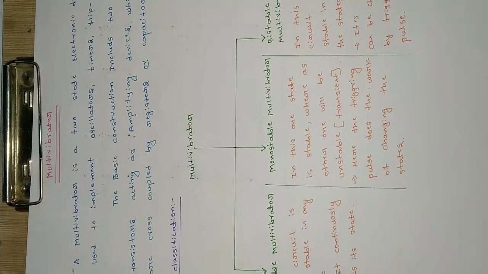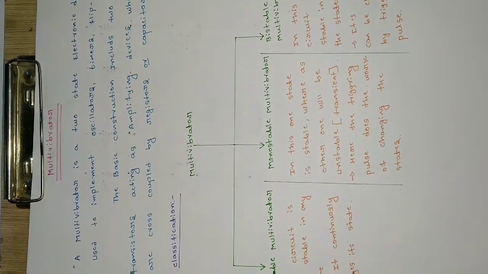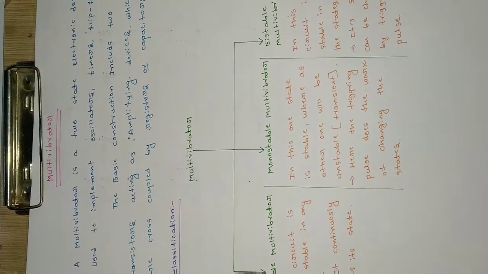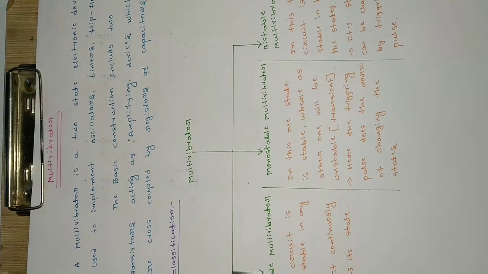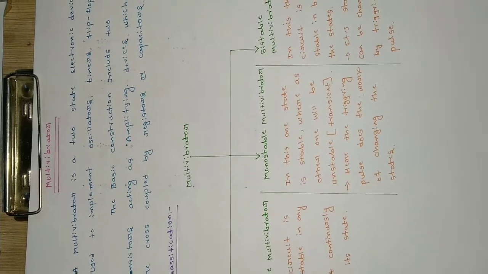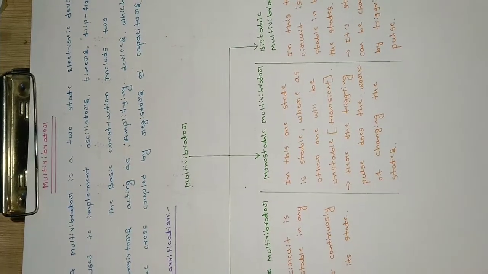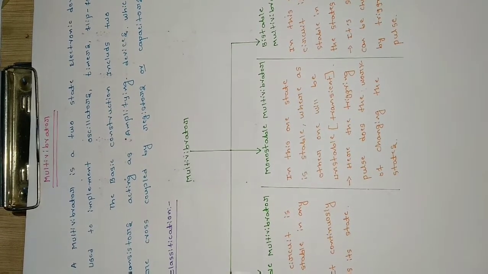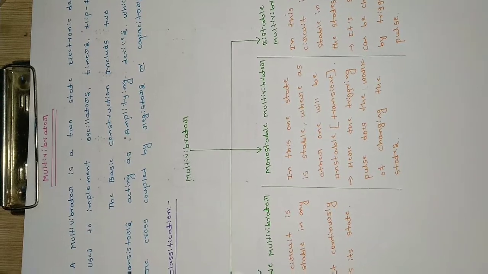In this video, we are going to discuss what is meant by multivibrator. So, a multivibrator is a two-state electronic device used to implement oscillators, timers, and flip-flops. Basically, a multivibrator is a two stable state device, which can have either one stable state or no stable state. Its output will be changing from one state to another state continuously.